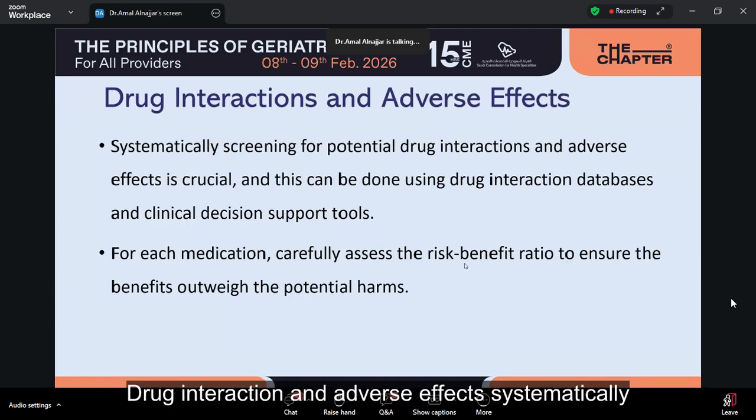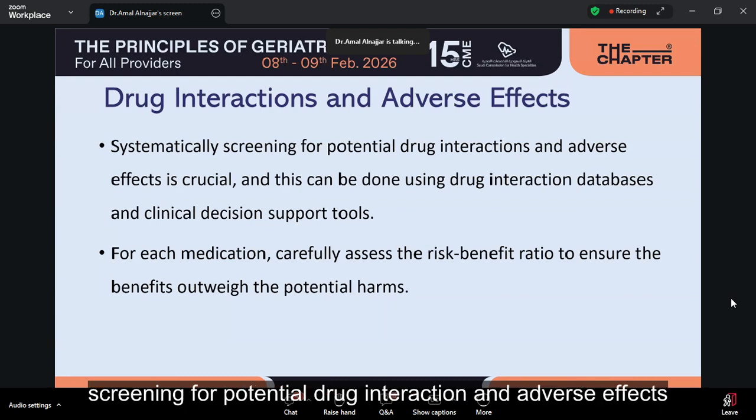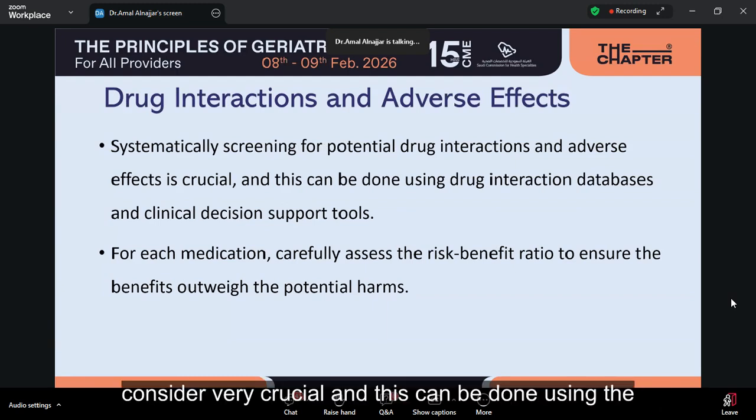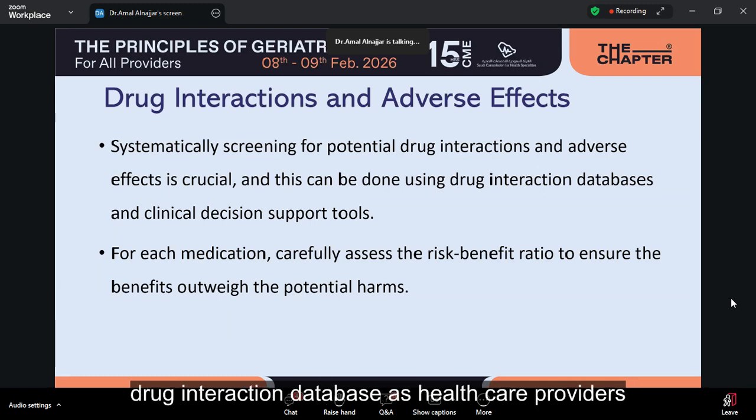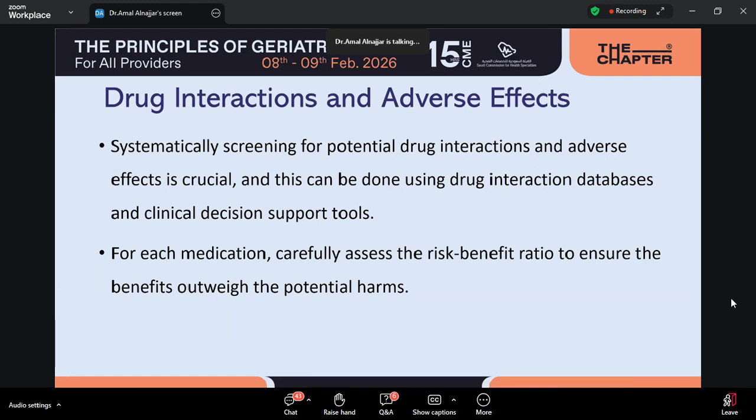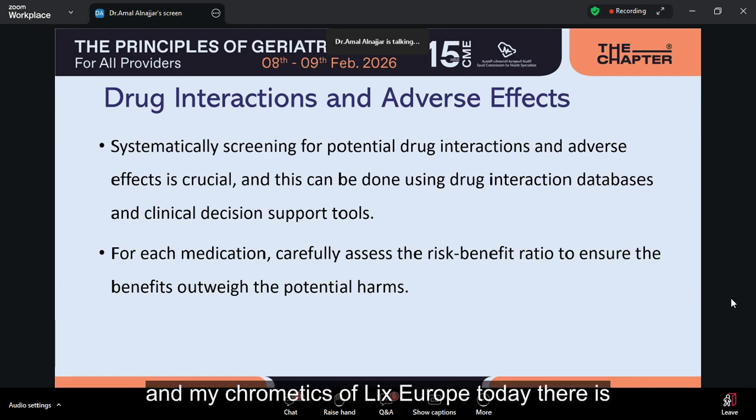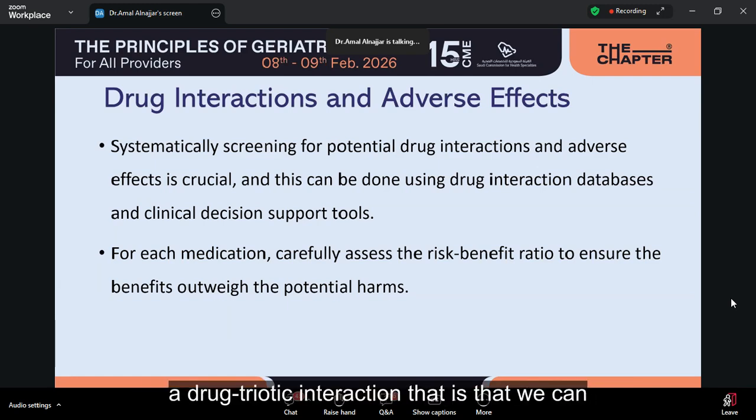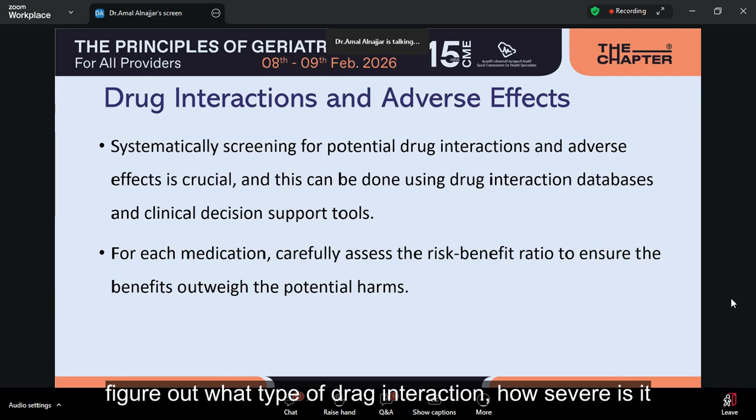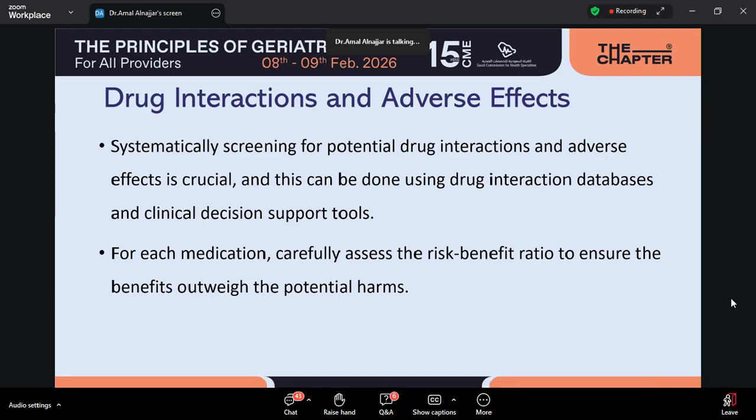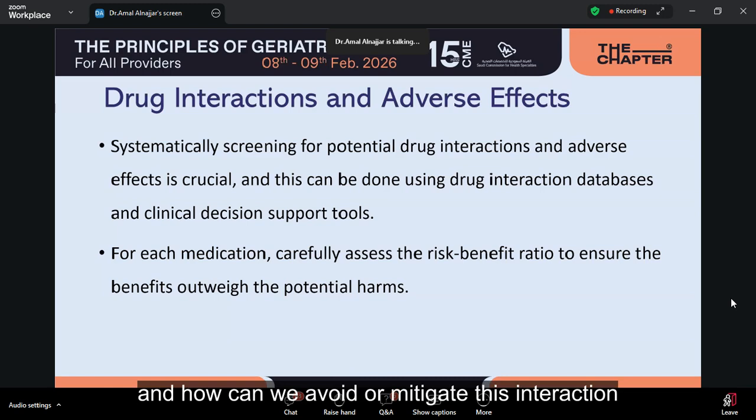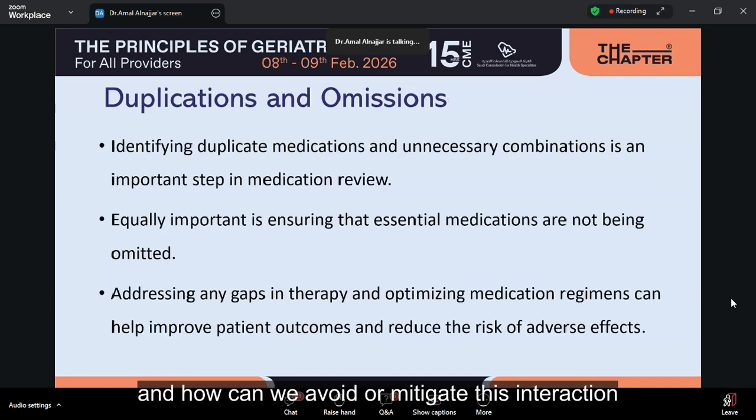Drug interaction and adverse effects: systematically screening for potential drug interactions and adverse effects is considered very crucial, and this can be done using a drug interaction database. As healthcare providers, we know that in Micromedex or Lexicomp there is a drug interaction database that we can use to figure out what type of drug interaction, how severe it is, and how we can avoid or mitigate this drug interaction.